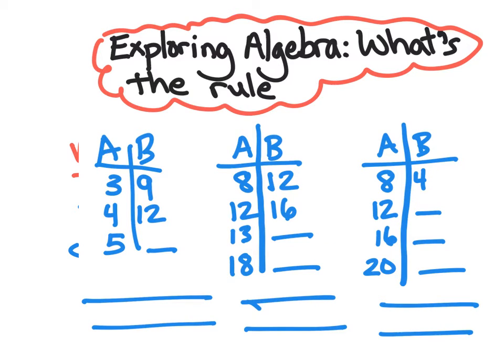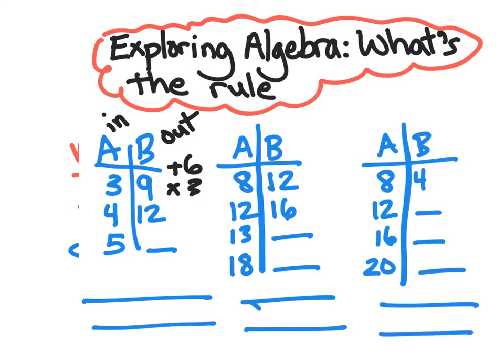We are going to begin by looking at some tables. When we see A and B, we can think of the A as being the in box and the B as the out box. Okay, so when we look at 3, if we put in 3 and we get out 9, there are two possible ways that can happen. To go from 3 to 9, we can either add 6 or we could multiply by 3.